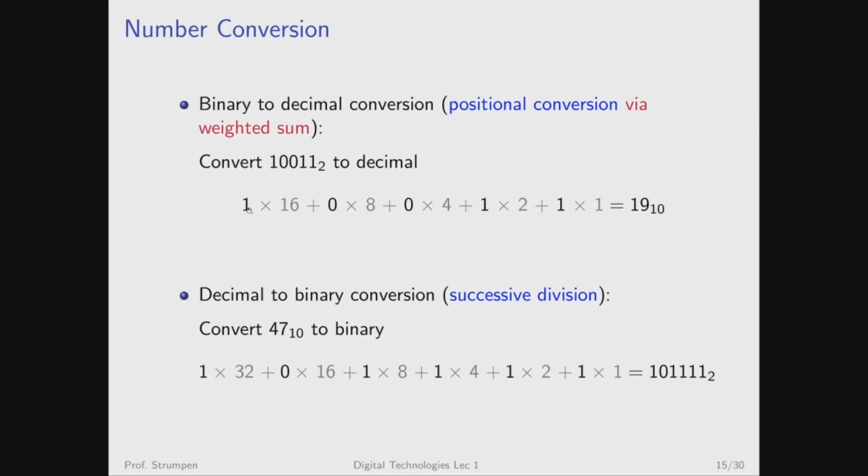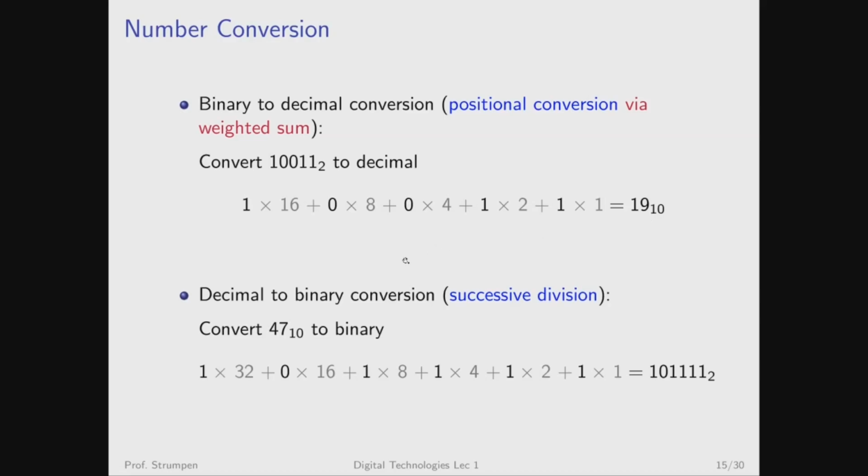And the last one with position 4, power of 2, 16, right? You can add these guys up, right? 16 plus 2 is 18, plus 1 is 19, and you got the decimal value.